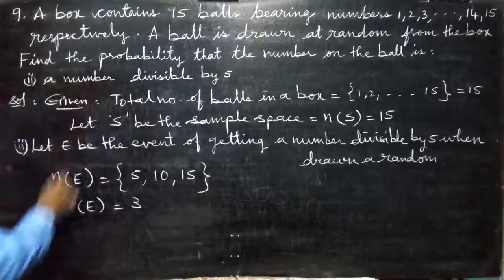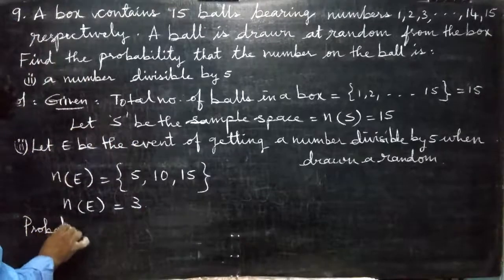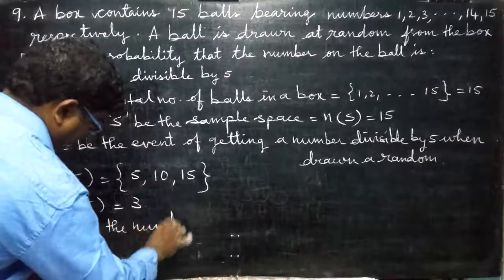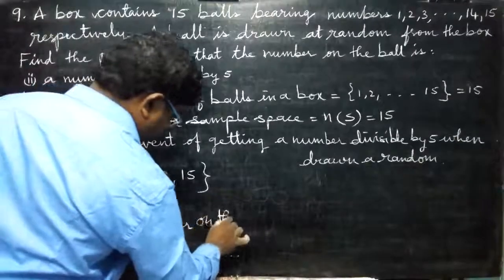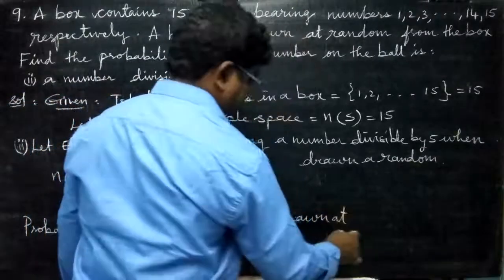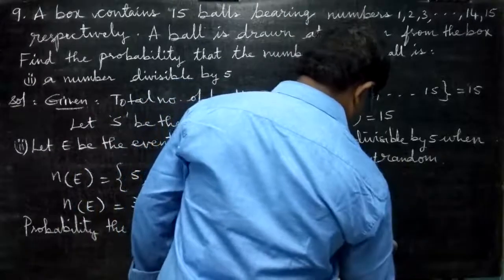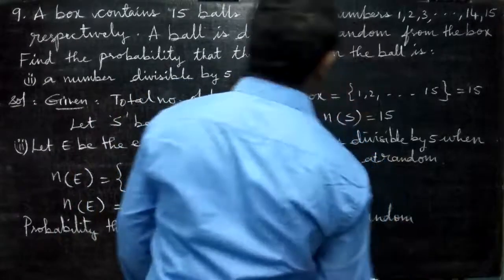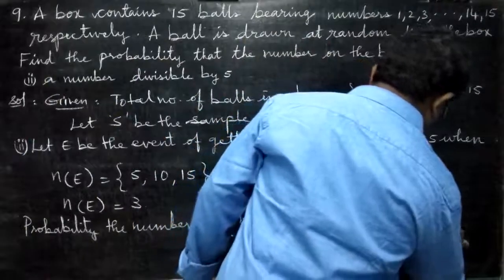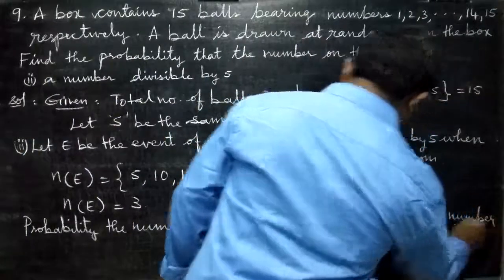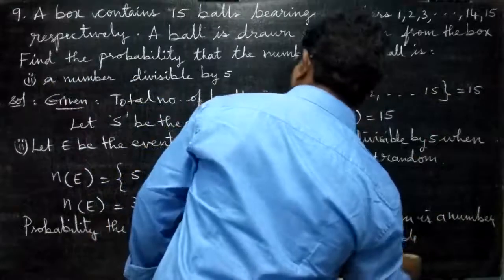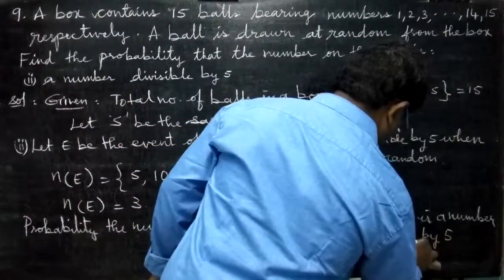Now what are they asking to find? The probability that the number on the ball drawn at random is a number divisible by 5.